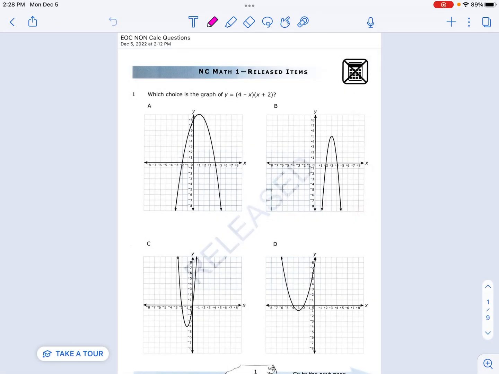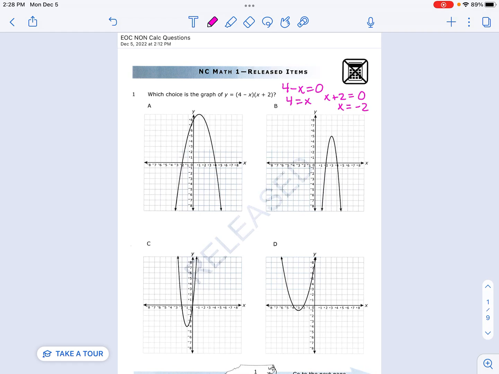Okay, so for the first non-calculator question, since it's in factored form, you can take the factors and set them equal to 0 and solve for x. So when we do that, we get that x equals 4 and x equals -2. So we know that it has to cross the x-axis in two places, at 4 and -2.